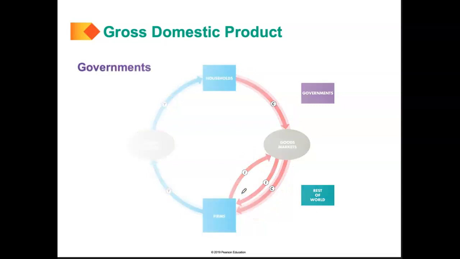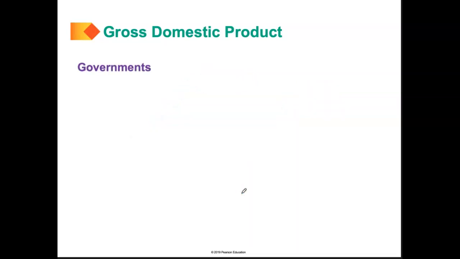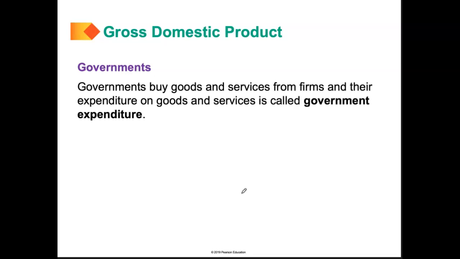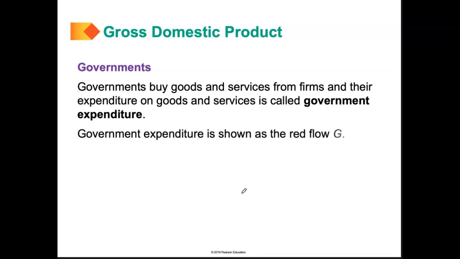Now let's look at governments. Governments also buy goods and services from firms, right? And their expenditure is known as government expenditure. As we show in the circular flow diagram, government expenditure is shown by the red flow, which is this G.